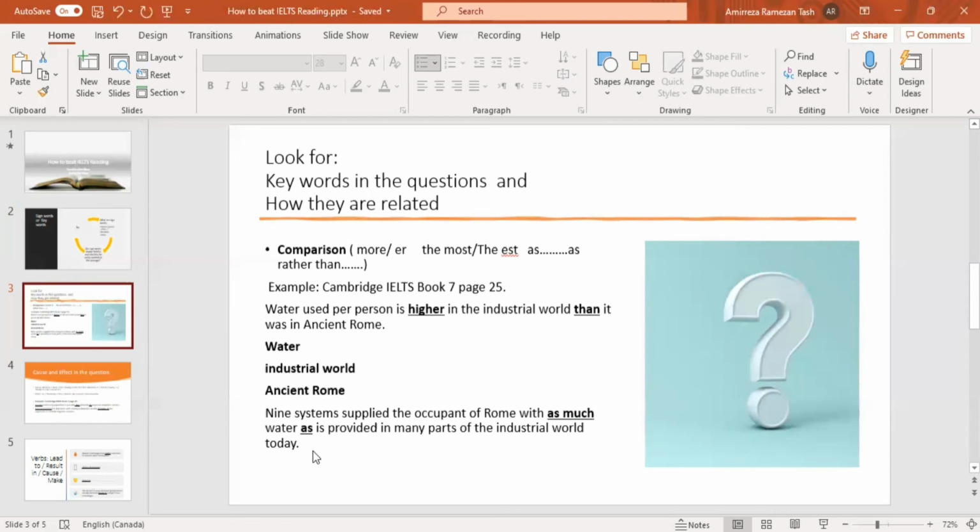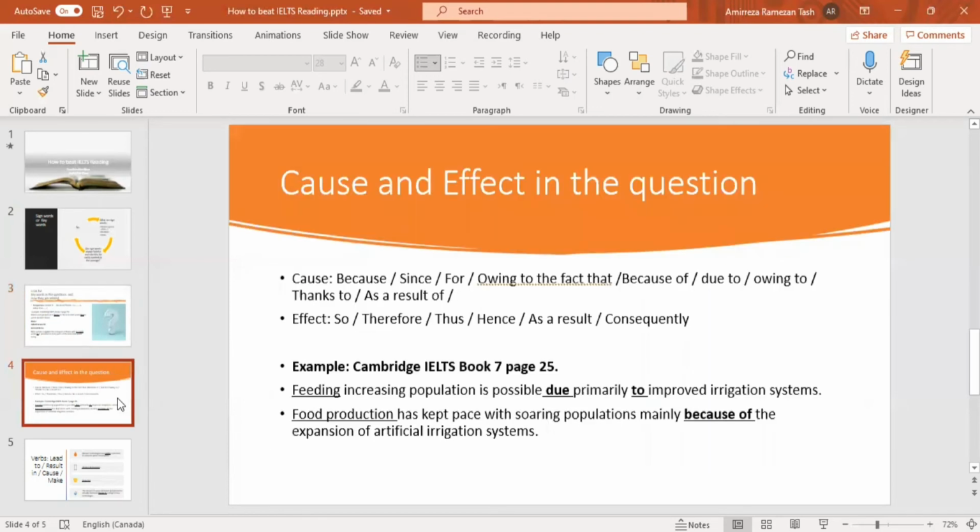One of the easiest ways is this: here we have a comparison, but in the context or in the passage, we cannot find a comparison between them. Another example that can help us to find the relation between words or how they are connected is cause and effect in the question. For cause, we have some linkers that we can use: because, since, for, owing to the fact that, because of, due to, owing to, thanks to, as a result of, and stuff like that.